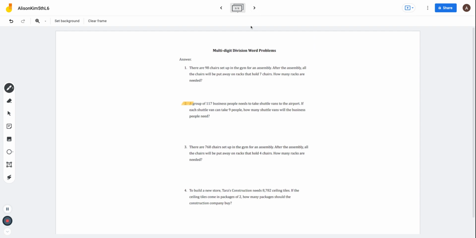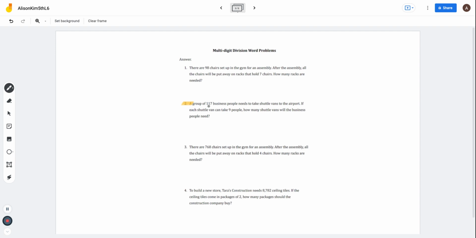So lesson number 2. A group of 117 business people needs to take shuttle vans to the airport. If each shuttle van can take 9 people, how many shuttle vans will the business people need? Okay, so we know that there's a total of 117 business people, right? So that's going to be our total.